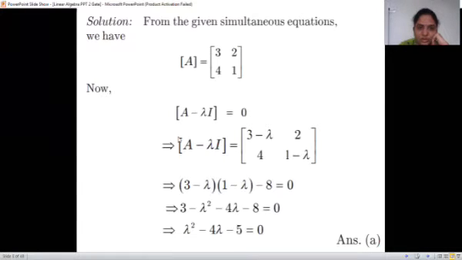Right? So determinant of A minus lambda I is equal to 0. That determinant will be 3 minus lambda, and here will be 1 minus lambda, 2, 4 as it is. So solving the determinant, 3 minus lambda into 1 minus lambda minus 8 is equal to 0. So what we get here is 3 minus lambda square minus 4 lambda minus 8. Solving that, we get lambda square minus 4 lambda minus 5.